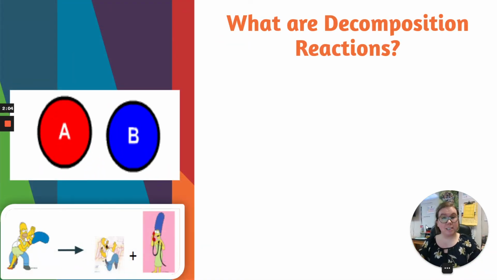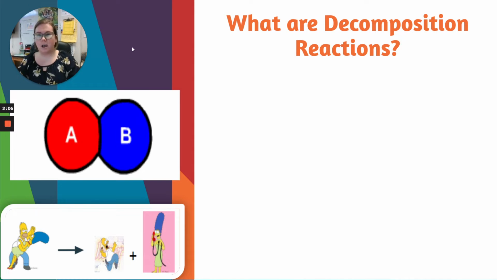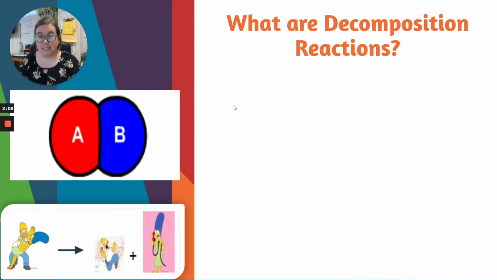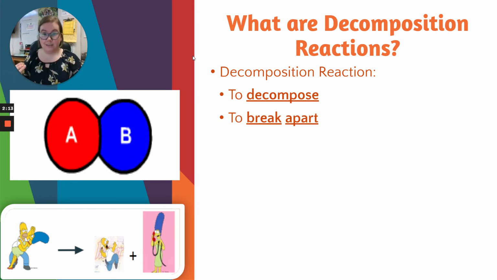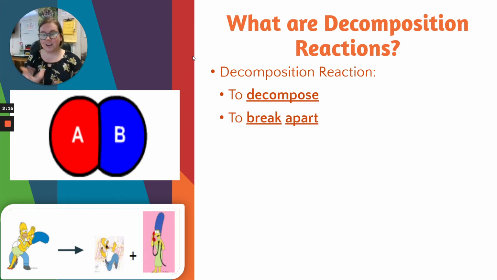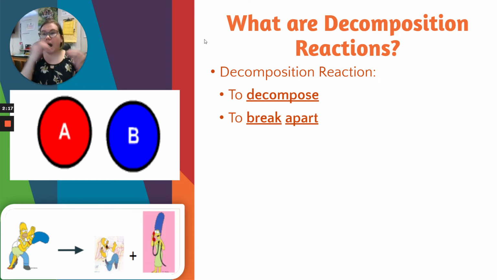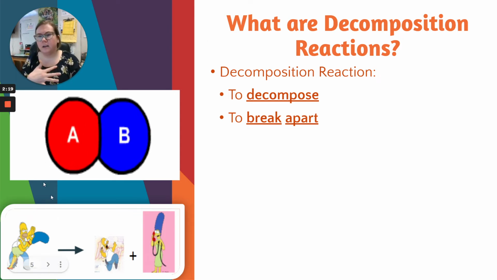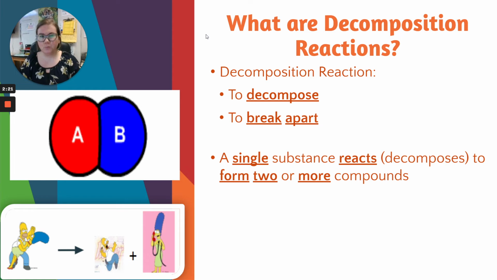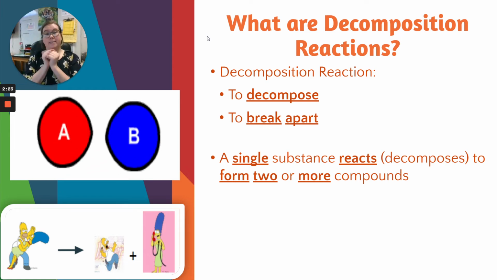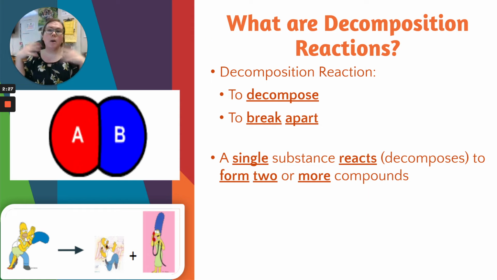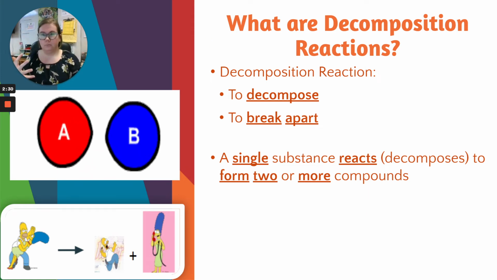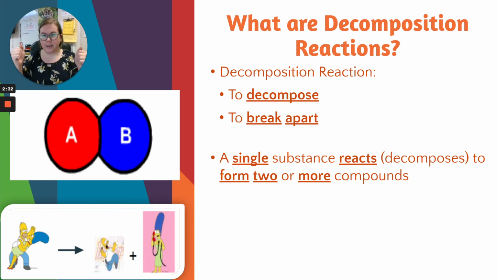All right, decomposition reaction. So what is decomposition? It's the opposite of synthesis. Okay, it's to decompose, to break apart, as you can see in our GIF there. You can think of it like a couple breaking up, like you see in our little Simpsons picture down there. So this is where a single substance reacts or decomposes to form 2 or more compounds. Okay, one thing breaking up into 2 or more.